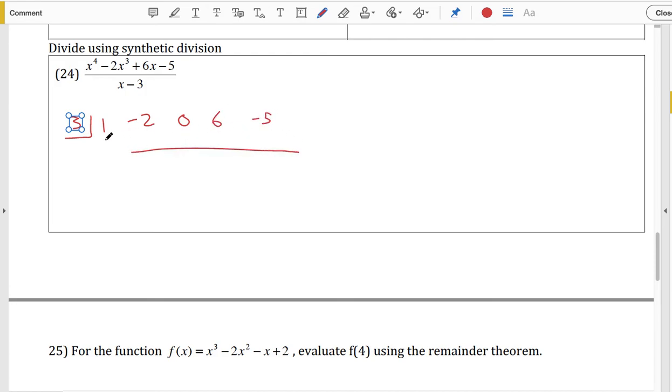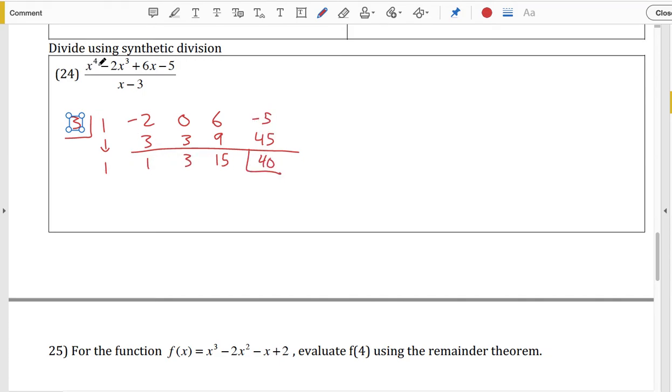All right, do our thing. Bring down our 1, multiply by 3 and put the result here. Add those together, we get 1. 3 times 1 is 3. Add those together, we get 3. 3 times 3 is 9. Add those together, we get 15. 3 times 15 is 45, and that's our remainder, -5 plus 45.